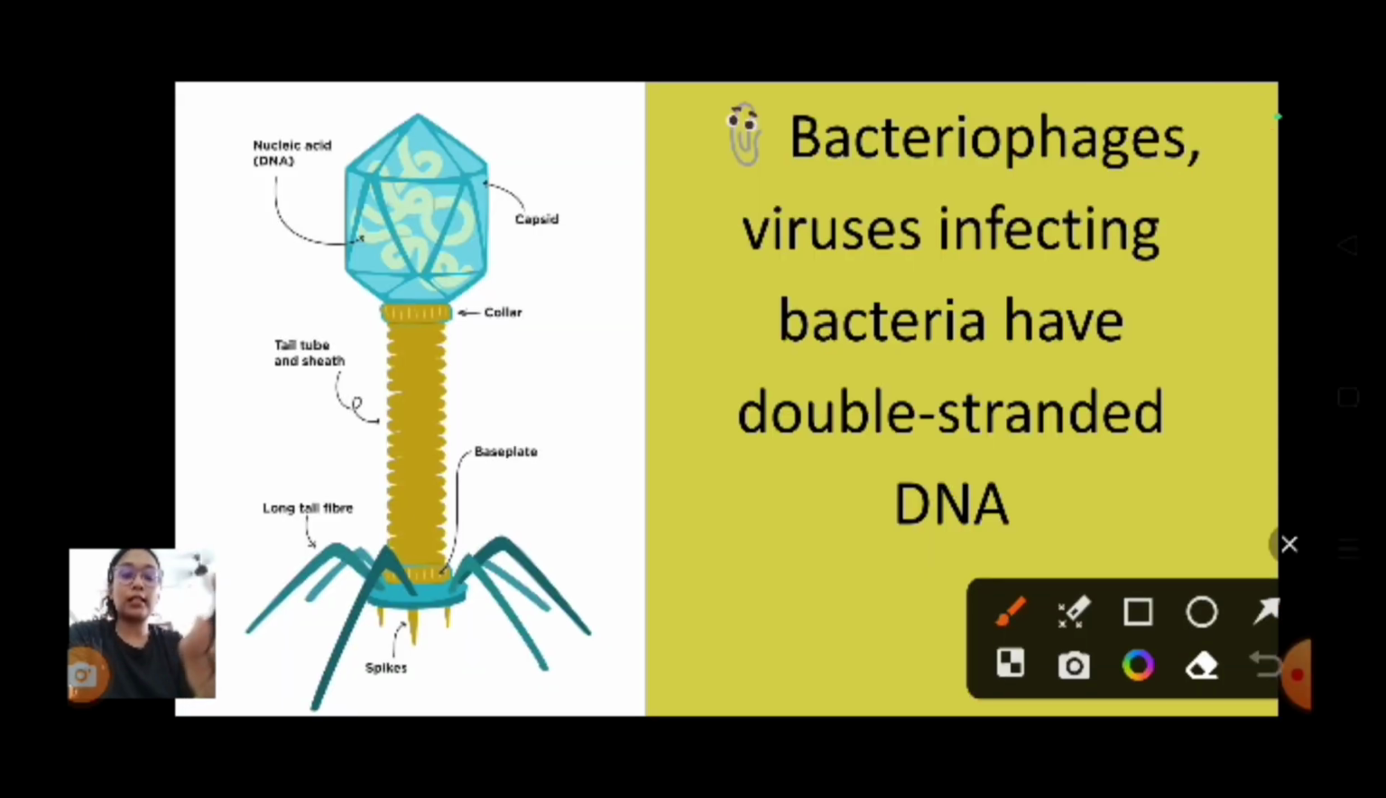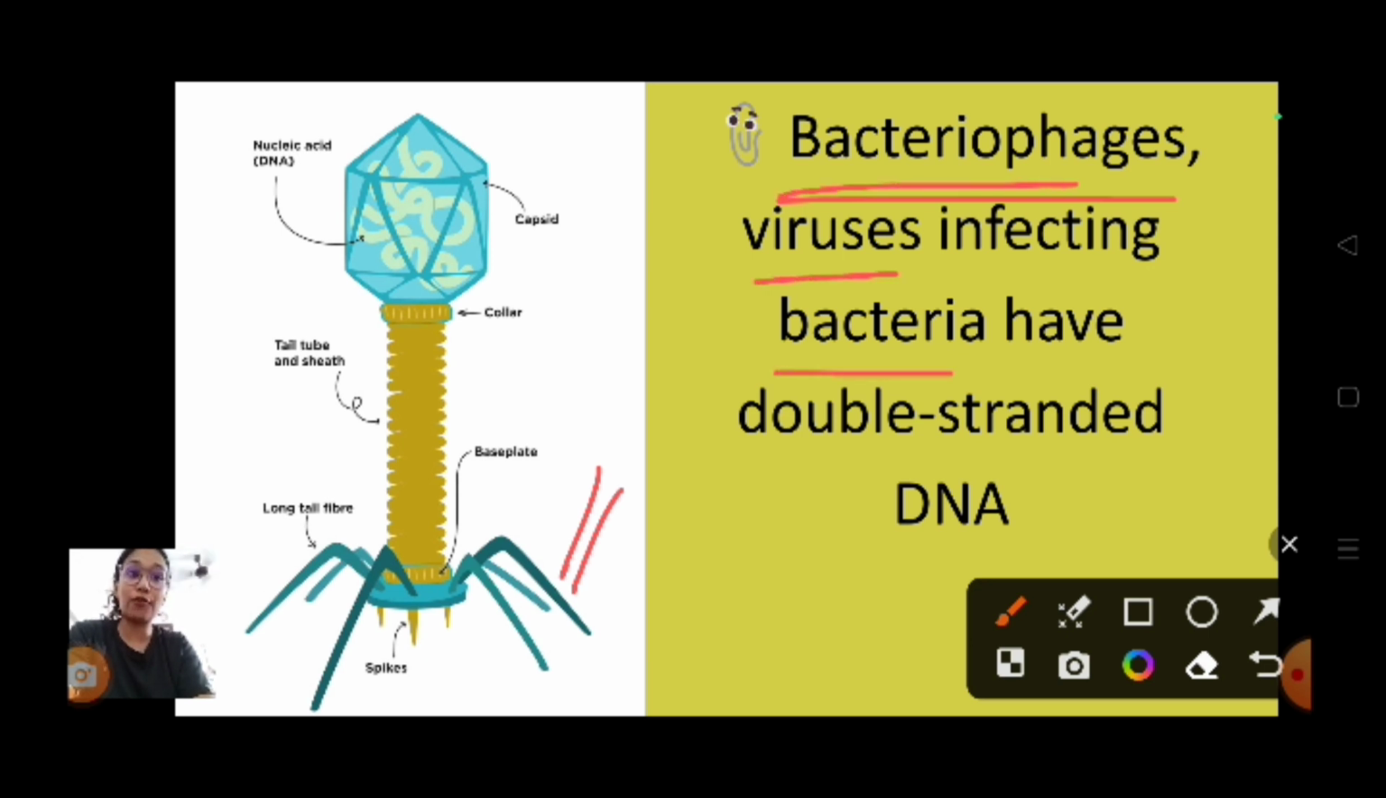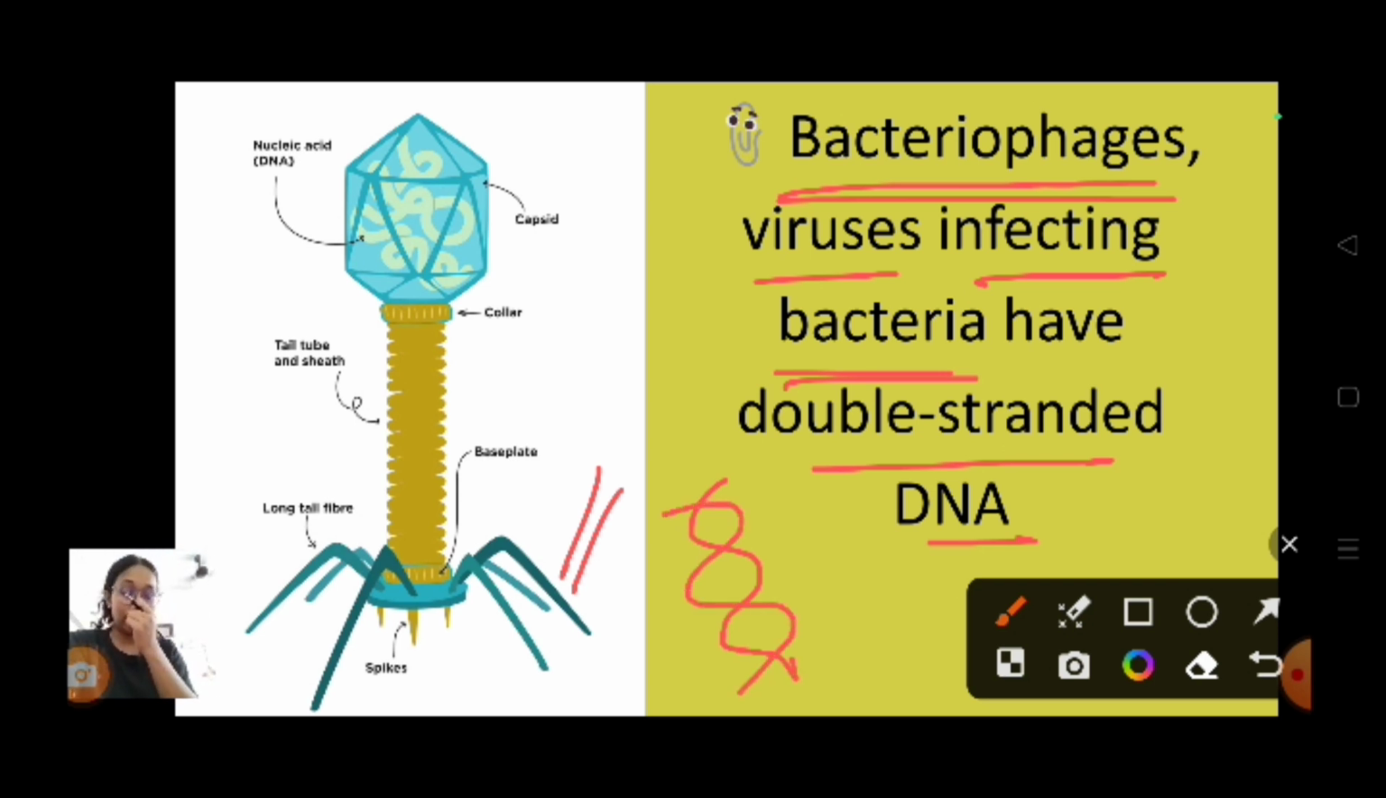The other type of virus is the bacteriophage. Bacteriophages are viruses that infect bacteria, and they have double-stranded DNA. Just compare with tobacco mosaic virus: tobacco mosaic virus infects plants and has single-stranded RNA, and bacteriophage is a type of virus that affects bacteria and has double-stranded DNA.